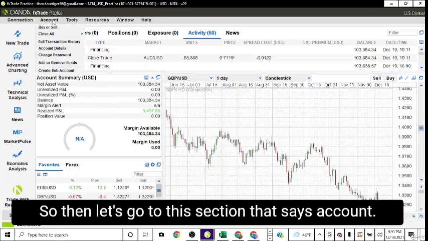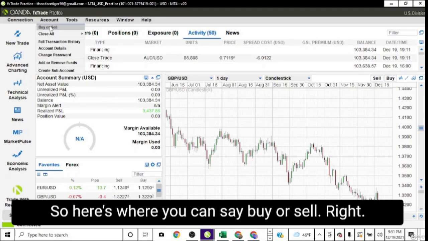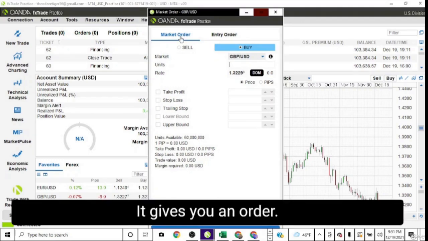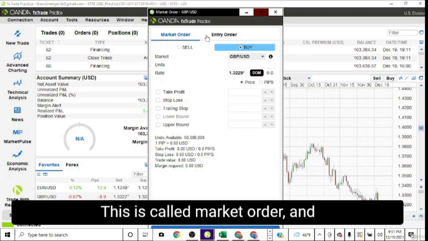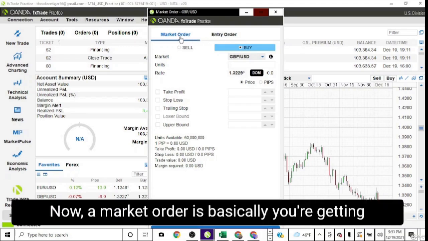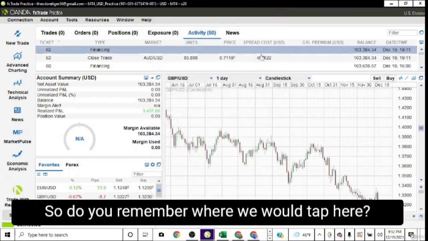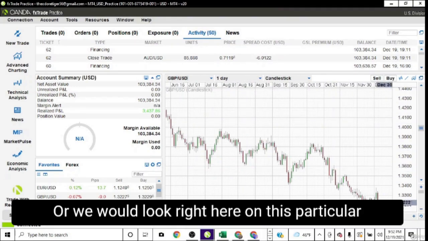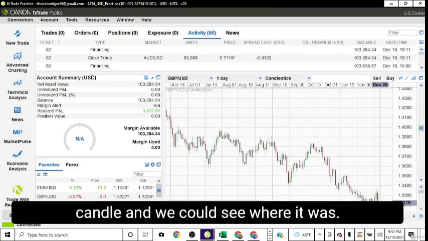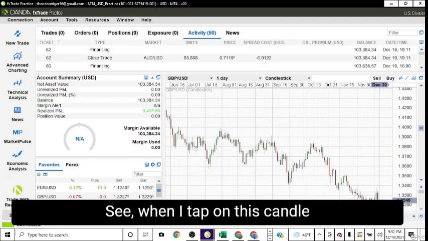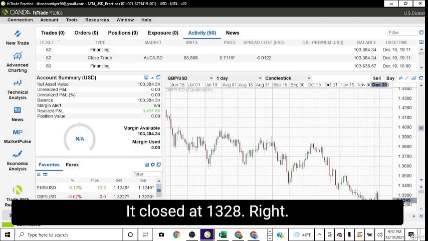So now let's go to this section that says account, right? Here's where you can say buy or sell. You tap the buy and look, guess what it does? It gives you an order. This is called market order, and this is called order entry. Now, a market order is basically you're getting in where the market is right now. You remember where we would tap on this particular candle and we could see the open, high, low information. See, when I tap on this candle, right now it's open, high, low. It closed at 1328, right?